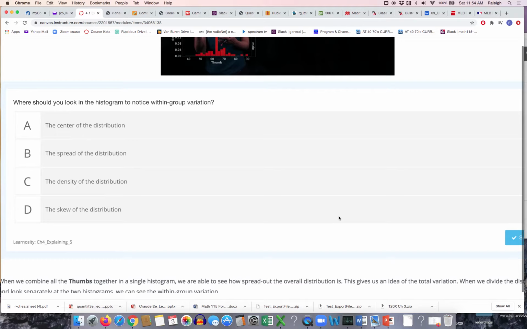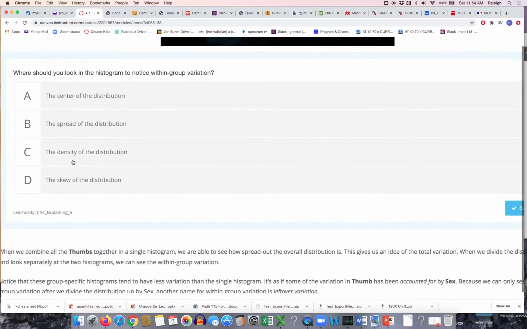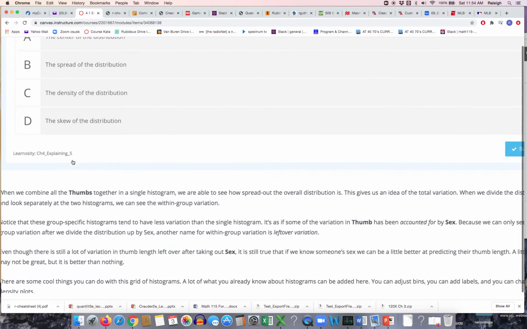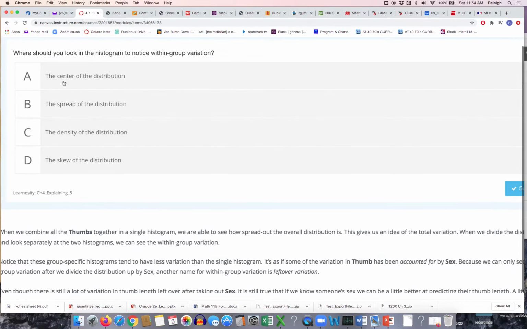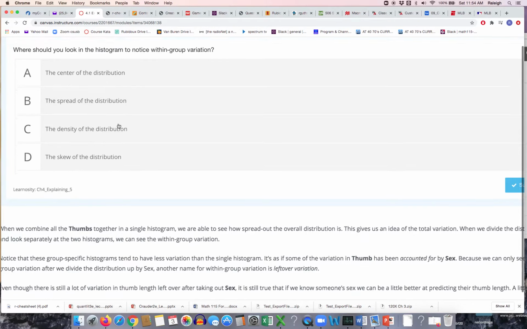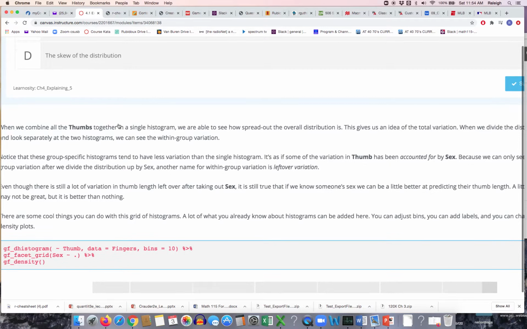I have plenty to cover today besides just replaying this for you. We know you can play this yourself. Where should you look in the histogram? Look in the histogram to notice within group variation. Well, the spread. I think the spread is pretty clearly the way to go, and you could look at the various ones to see the variation. The center would be to see which one's larger. The males are larger, but the spread is what we're really looking for. Density doesn't have too much to do with it, and skew doesn't have too much to do with it.